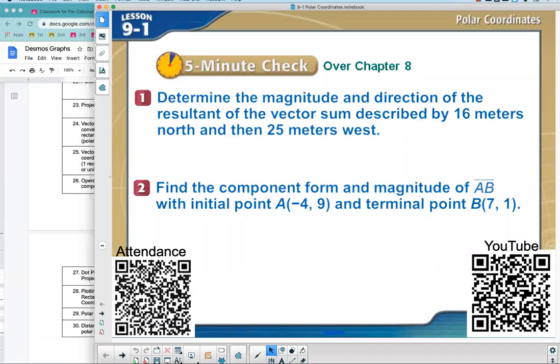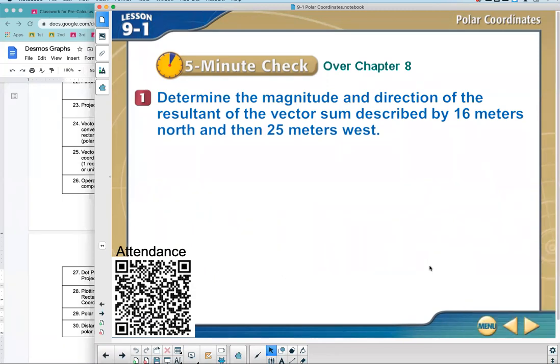Welcome to lesson 9.1. Let's take a look at this bell ringer. The number one problem says to determine the magnitude and direction of the resultant of a vector sum described by 16 meters to the north and then 25 meters west.